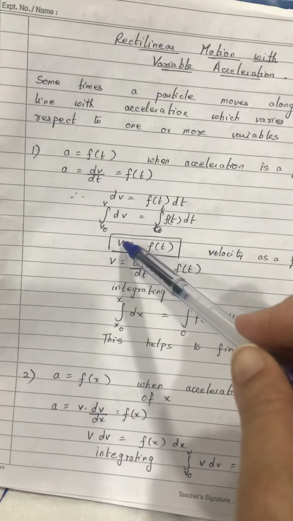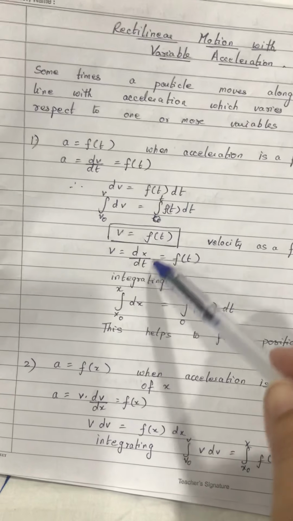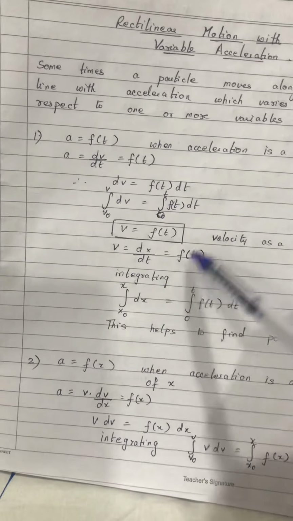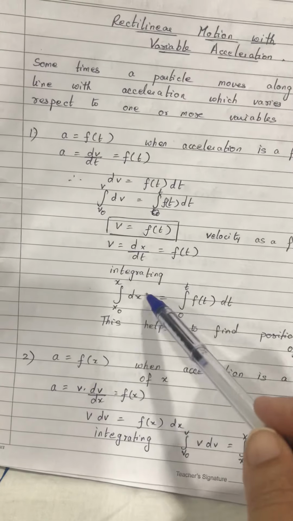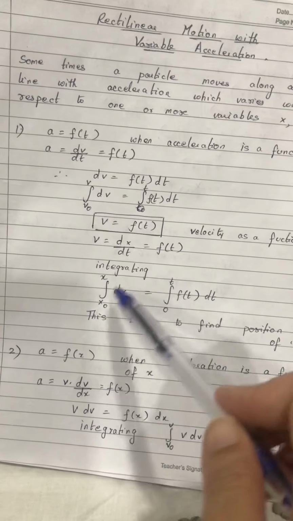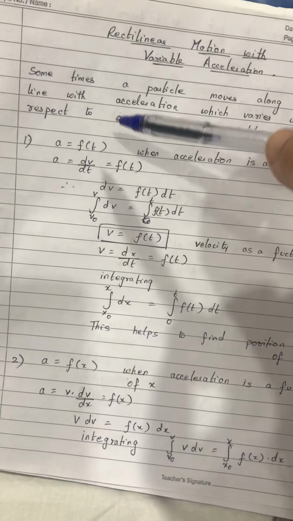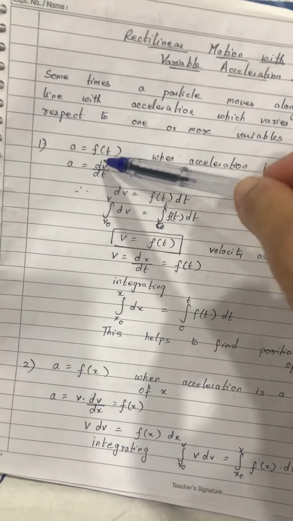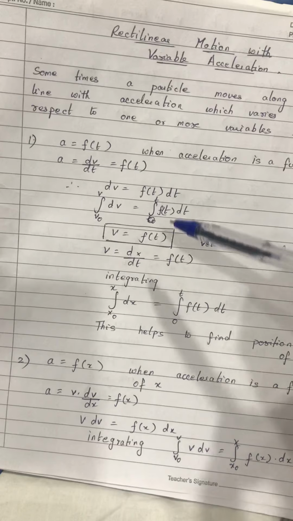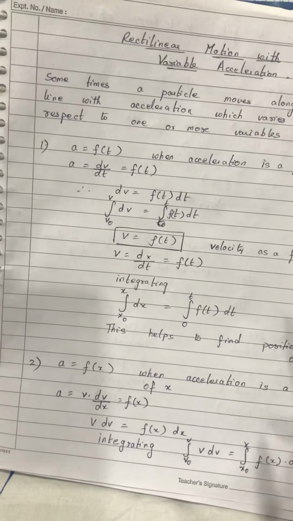Then further, v is nothing but dx by dt. So instead of v, I'll write dx by dt is equal to f of t. Once again integrating dx from x0 to x and f(t) from 0 to t. This will give us x in terms of t. So if I have acceleration in terms of t, if I integrate it once, I get velocity in terms of t. If I integrate it further, I get x in terms of t.